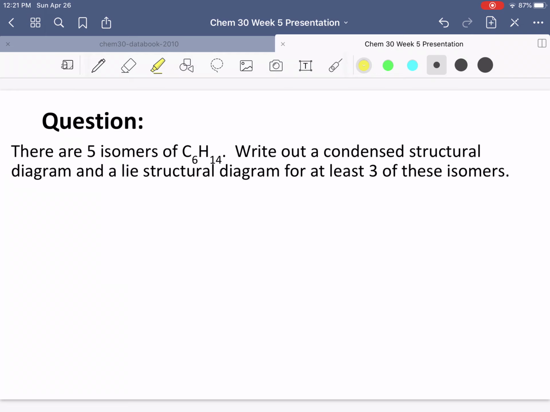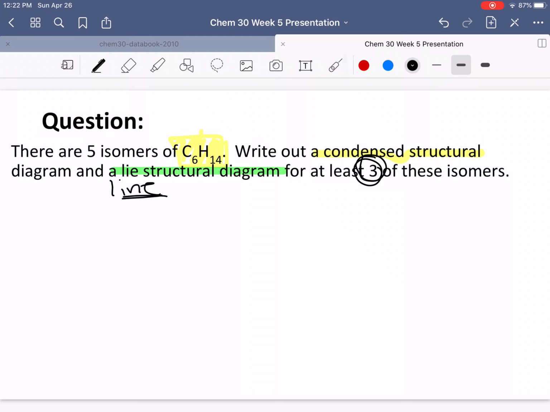There's one more question on here, guys. This is talking about, again, isomers, but this time it's of isomers of C6H14. Notice the question is identical. Write out the condensed structural diagram. Then write out the line structural diagram for at least 3 of the isomers. This is similar to a question you're going to have to do in your assignment this week.